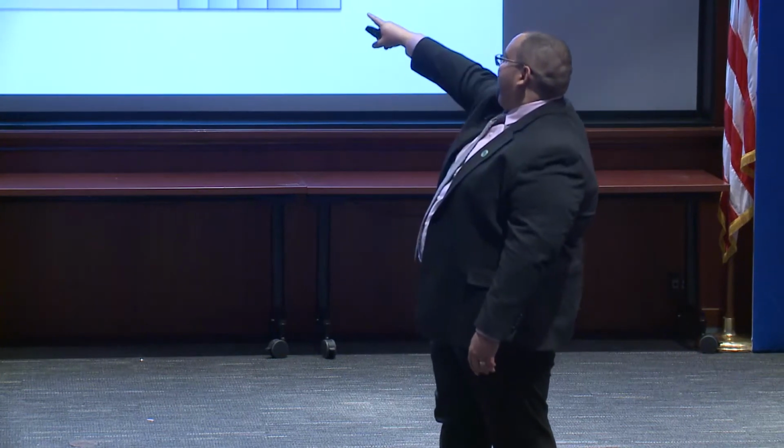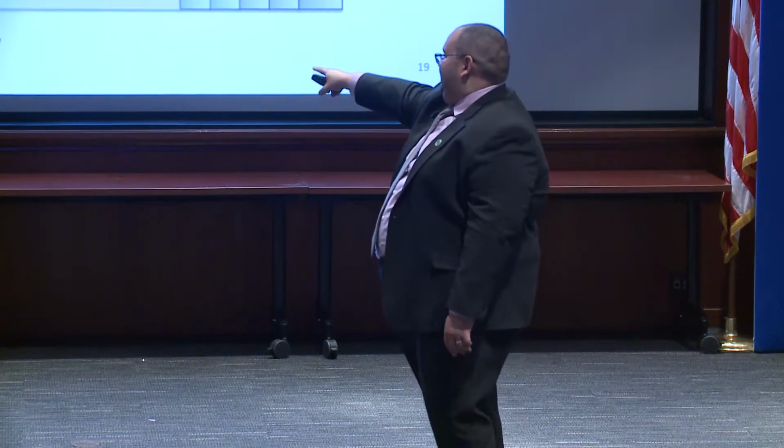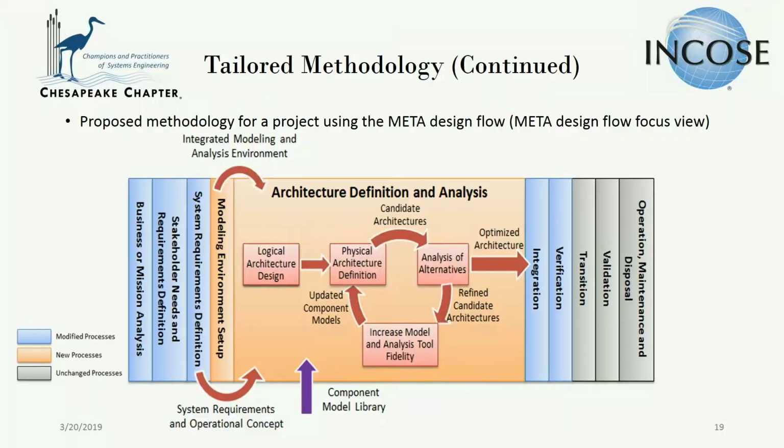You've got inputs: your integrated modeling environment, your system requirements and your concept. Those are your inputs. You just crank the machine of the meta design flow and you get your architecture. And that's the distinction I wanted to make.